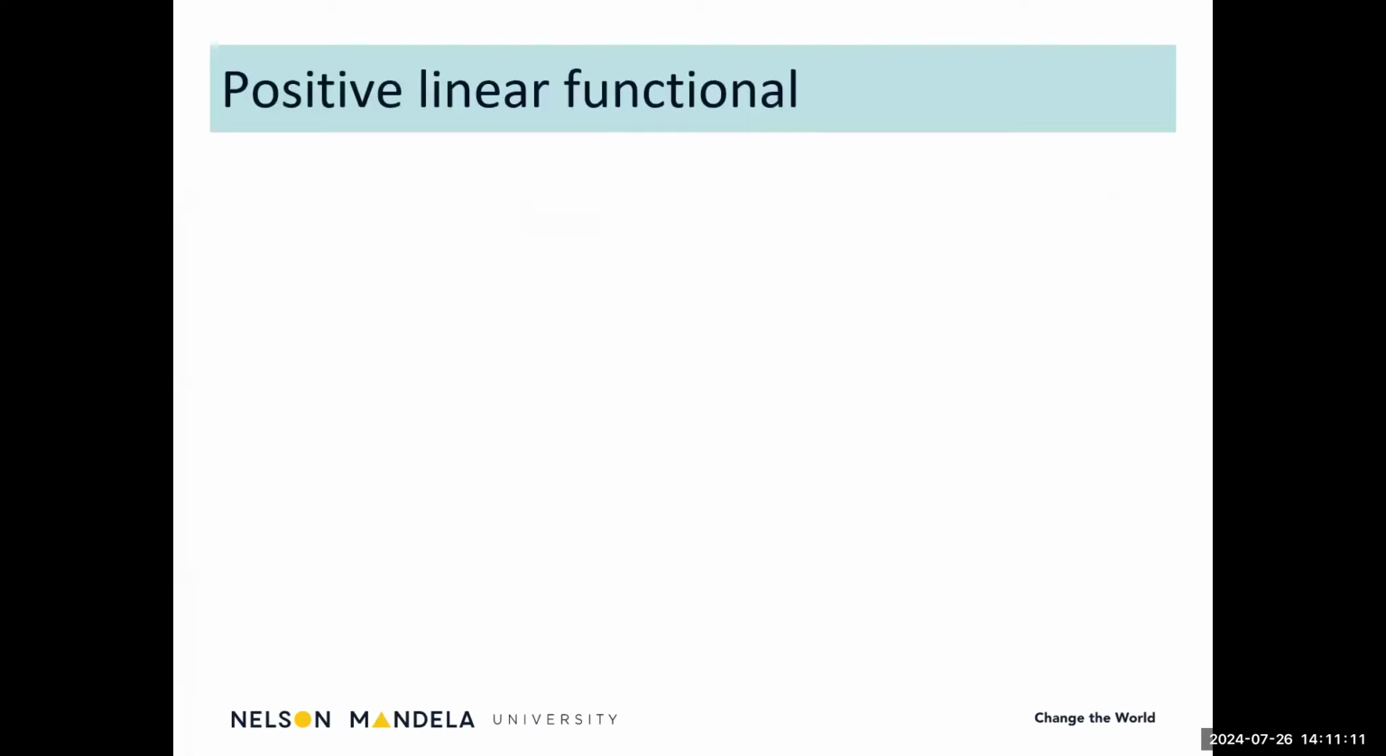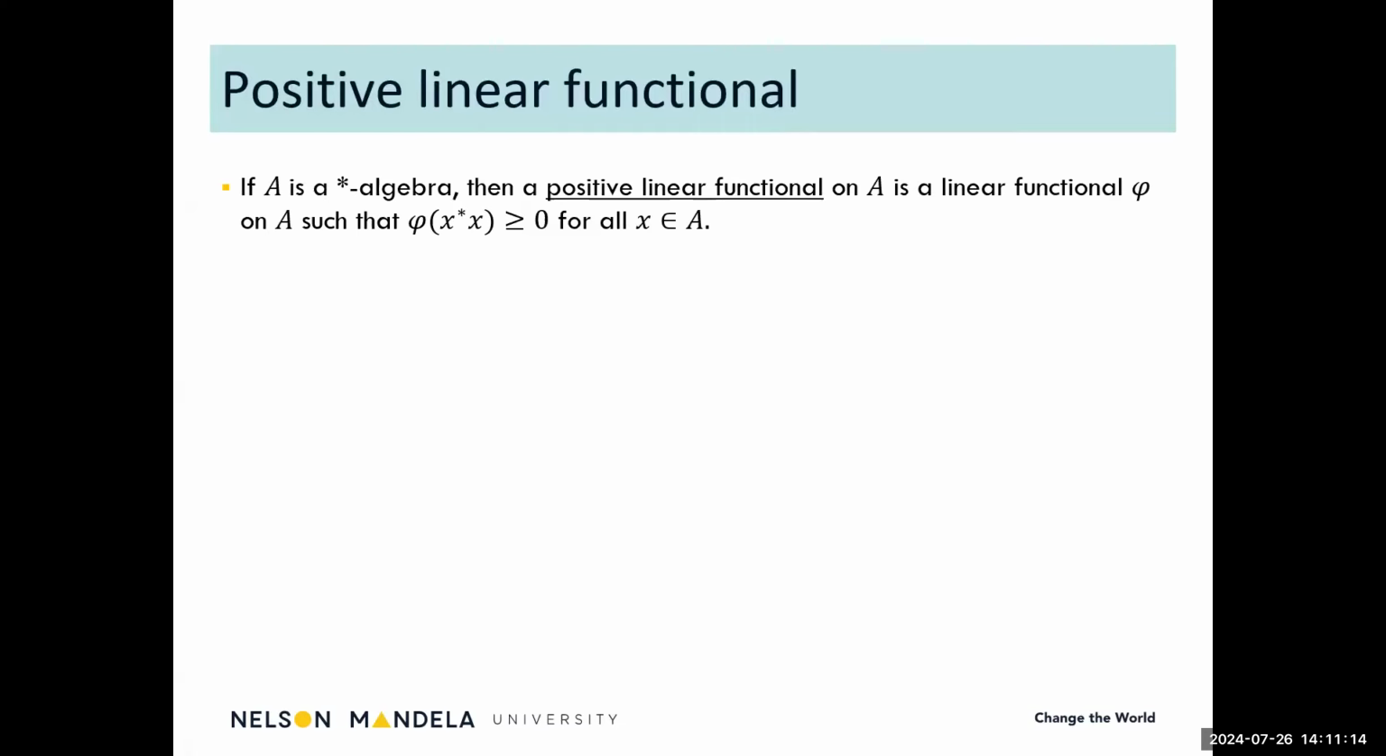Okay, what's a positive linear functional, which I've alluded to earlier? If you work in a star algebra, so that's only a structure, a set with addition, scalar multiplication and an involution, then a positive linear functional on A is a linear functional on A such that it maps all elements of the form x star x to a non-negative scalar, so a non-negative real number. And this is exactly the same as the definition of a positive linear functional in a C-star algebra.